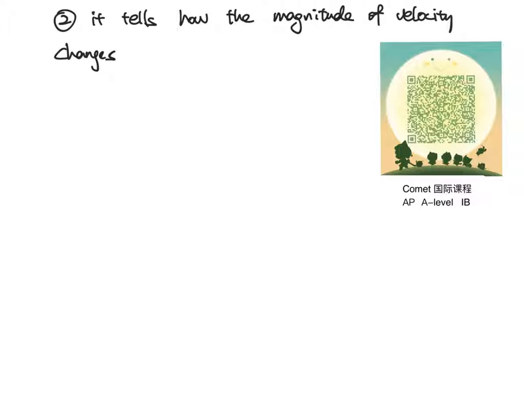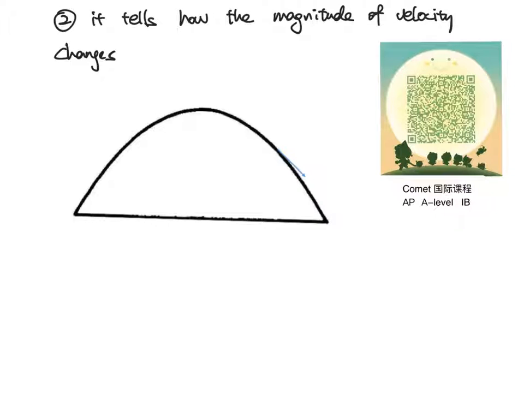Now let's move to number 2. It also tells you how the magnitude of velocity changes. We normally use the components of velocity to decide. The horizontal component is constant. The vertical component increases at a constant rate under the influence of gravity. Thus, the resultant velocity will increase.